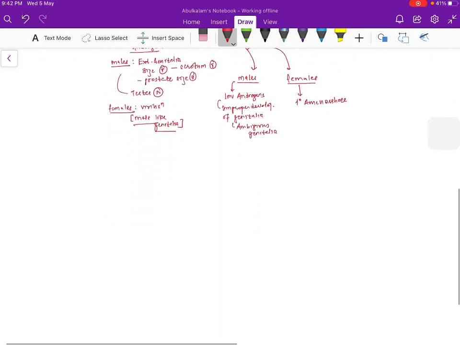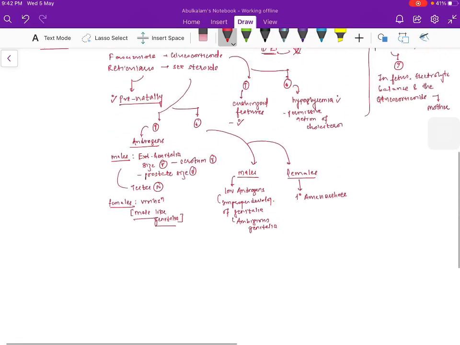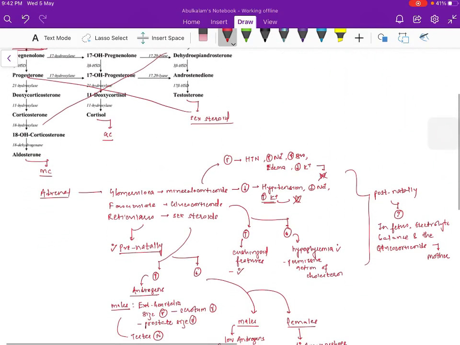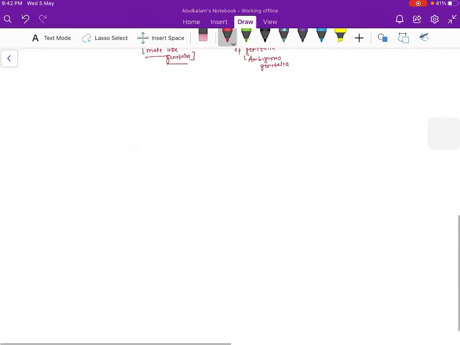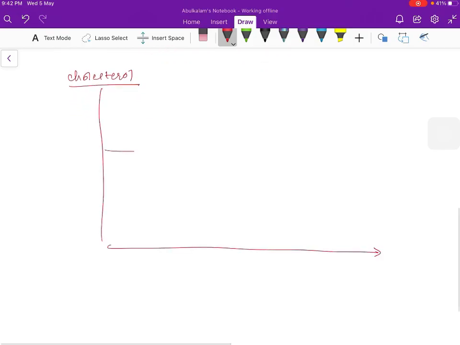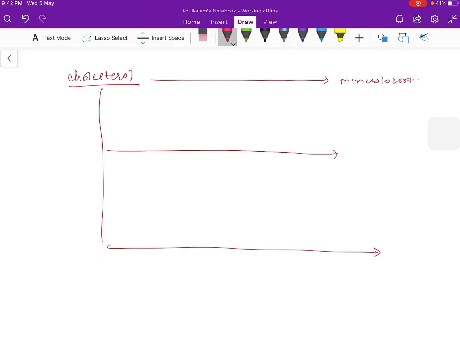Now, coming to the main part of the video, as I said, the adrenal has got 3 layers: glomerulosa, fasciculata and reticularis, right? So I'll continue with the same sequence. I'll start with the one precursor, which is cholesterol, right? So now I'm drawing 3 lines. The first one would be mineralocorticoid, that is glomerulosa.